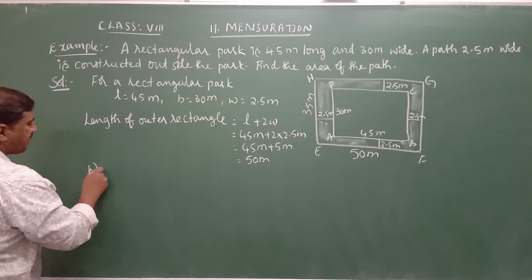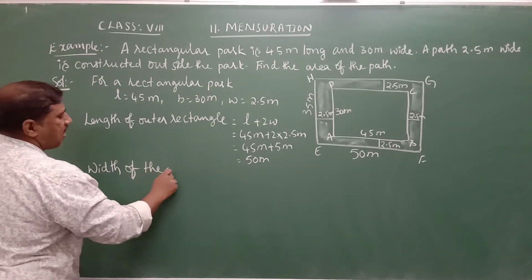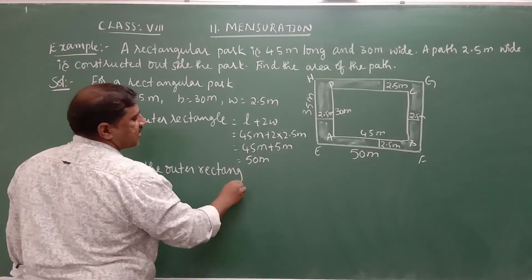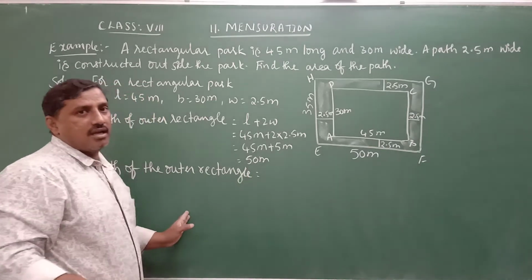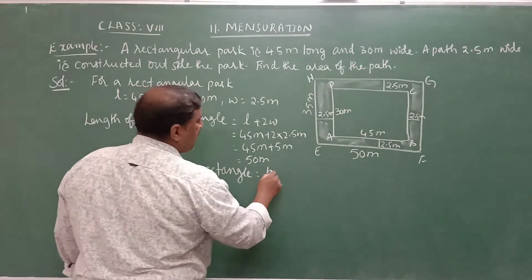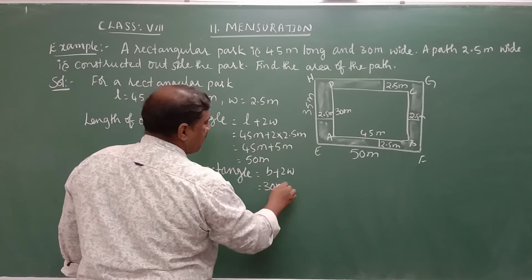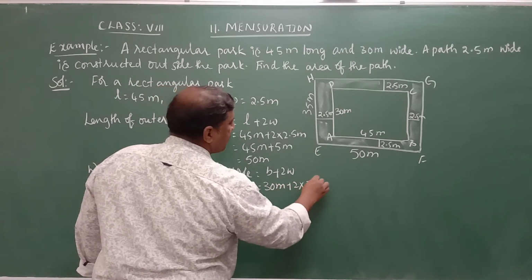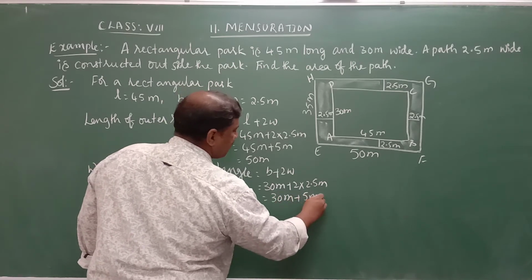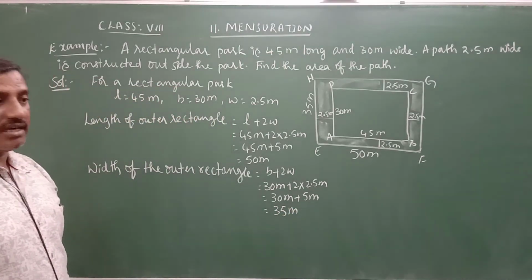Similarly, find the width of the outer rectangle. We get it by adding 2 times the width of the path to the breadth of the inner rectangle, that is B plus 2W. Breadth is 30 meters plus 2 into 2.5 meters, which is 30 meters plus 5 meters, which is 35 meters.